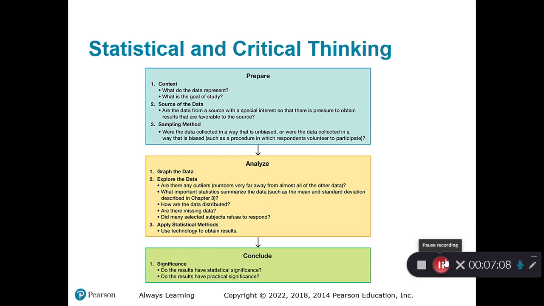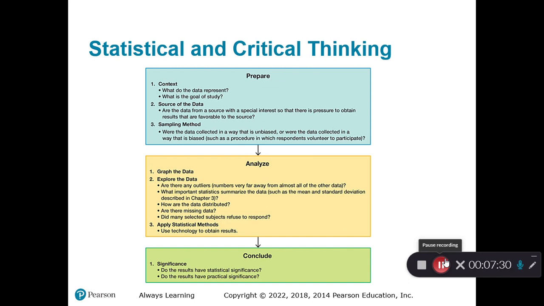This slide gives us just an overview of the basic statistical and critical thinking processes. First, we have to prepare. We prepare for whatever it is we're going to study. So here are some questions in preparation of going out to study something.